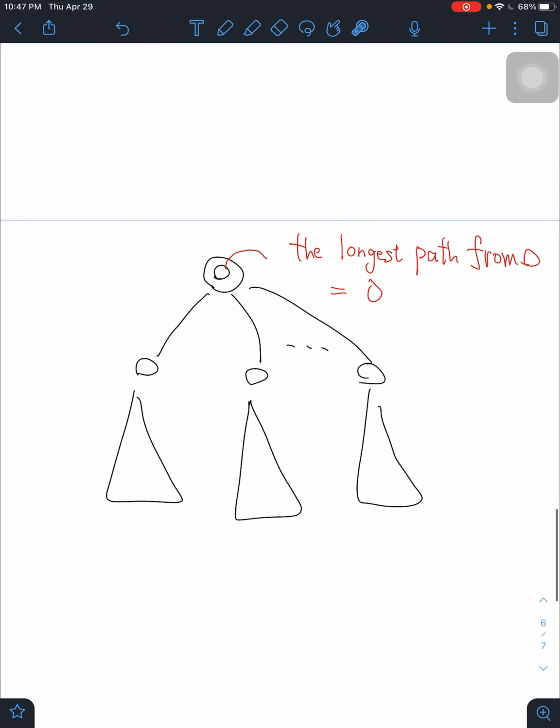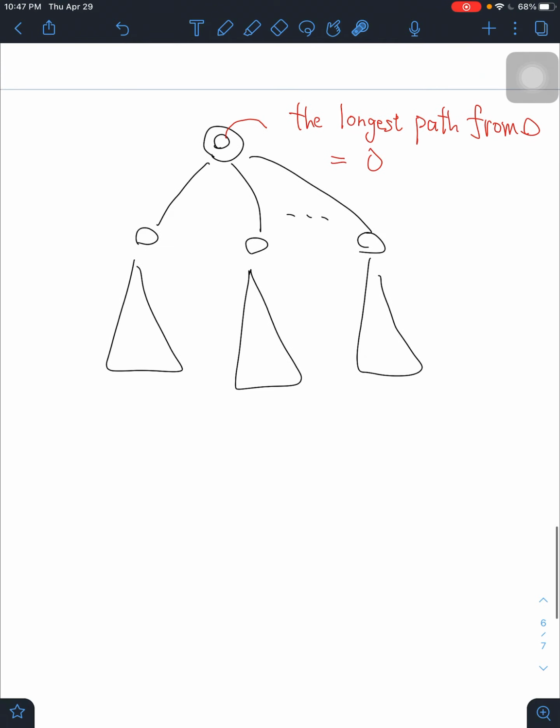Okay, so there is still one tricky thing: how can we compute the longest path from 0? You know that we define the longest path from 0 as the longest path from 0 to a node other than the descendants of 0. So basically it is just 0. Okay, so that basically, my walkthrough has already explained all the details of this algorithm.